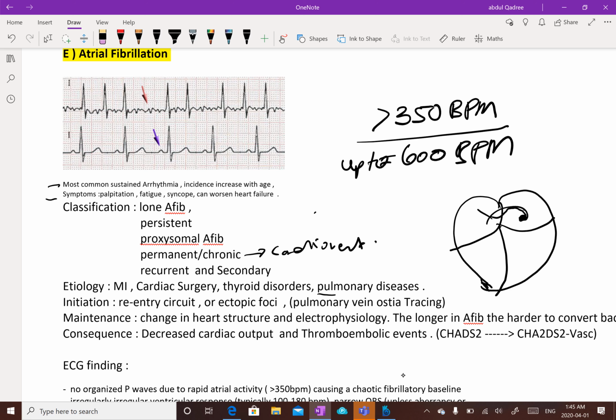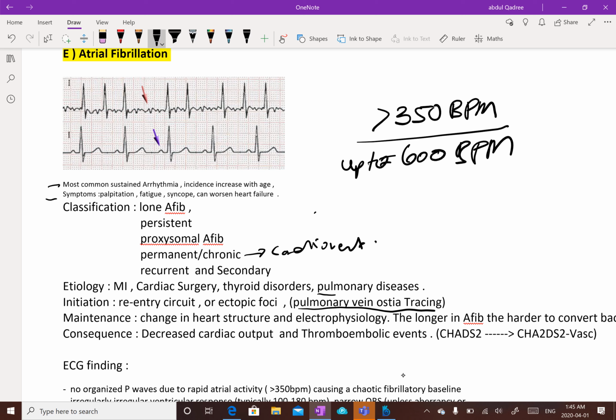They have been able to trace this ectopic foci to the pulmonary ostia, basically where the pulmonary vein enters the left atrium. It's somewhere around there that they have been able to trace it and ablate it later on, and it has been shown to be very good, with improvement in symptoms for patients who have been having atrial fibrillation. So that's how it starts.